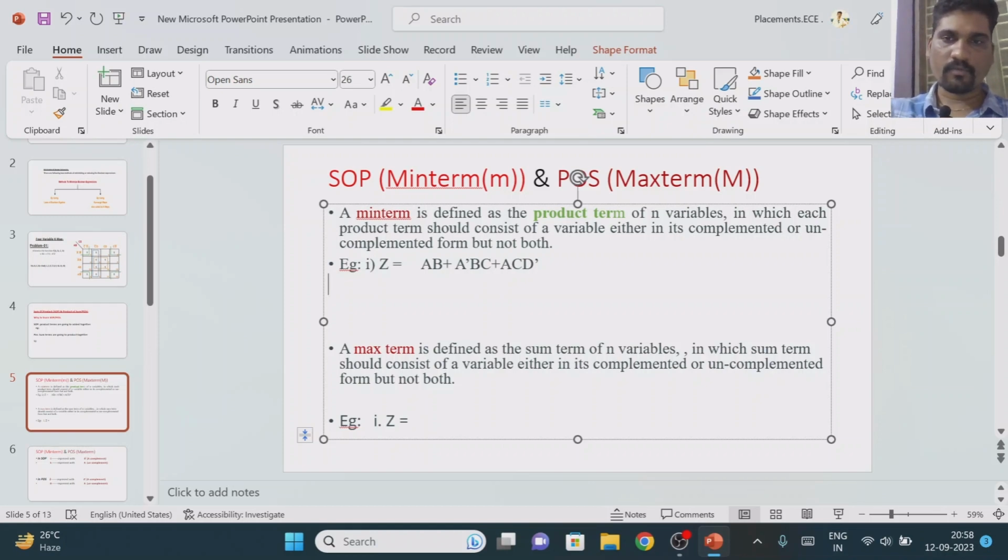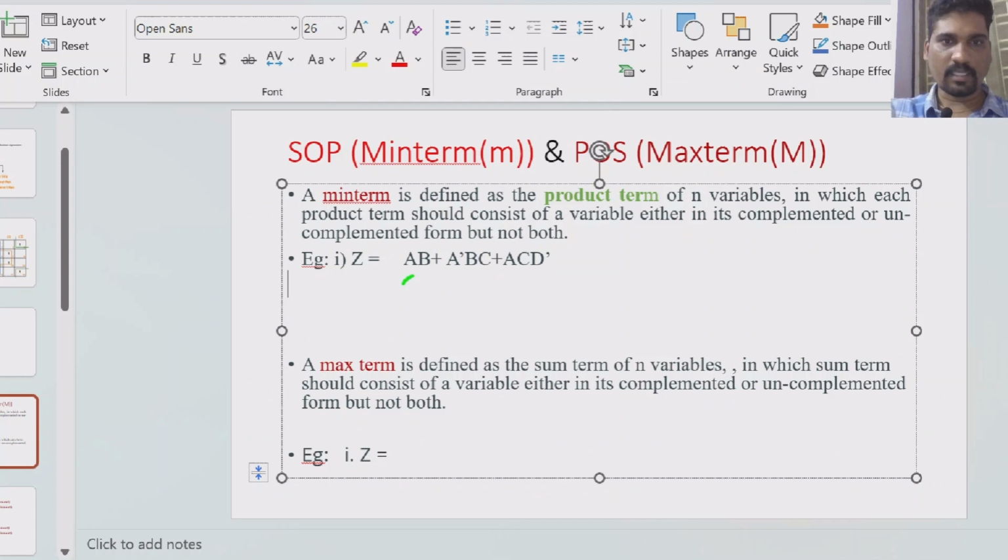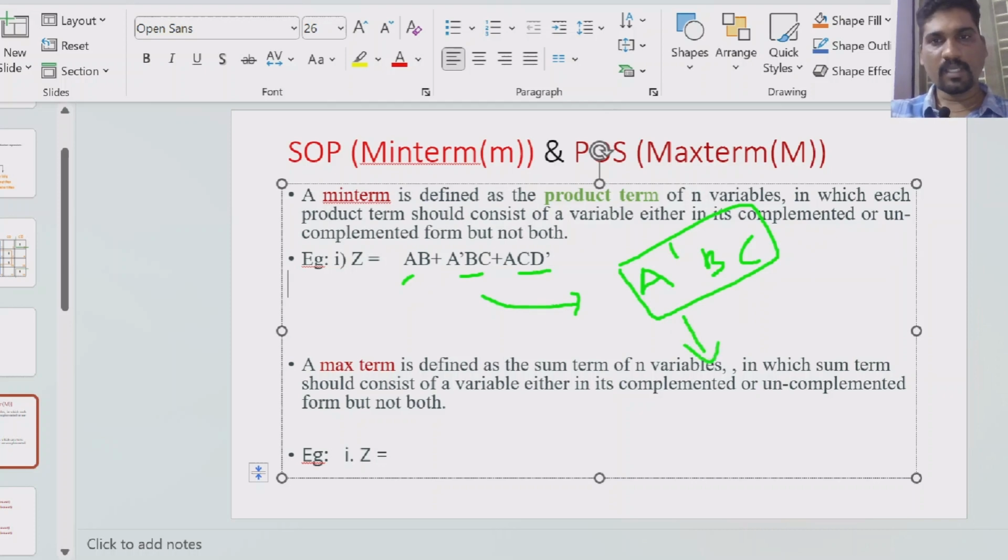One more point: in each product term, whatever product term you consider, either AB, A bar BC, or ACD bar, each variable should appear only once, either in complemented form or uncomplemented form. Suppose we consider one more example. In this case we will consider A, B bar. See, this is the product term, right? So the variable can be A bar but not both. It can be B bar but not both. It can be C bar but not both.